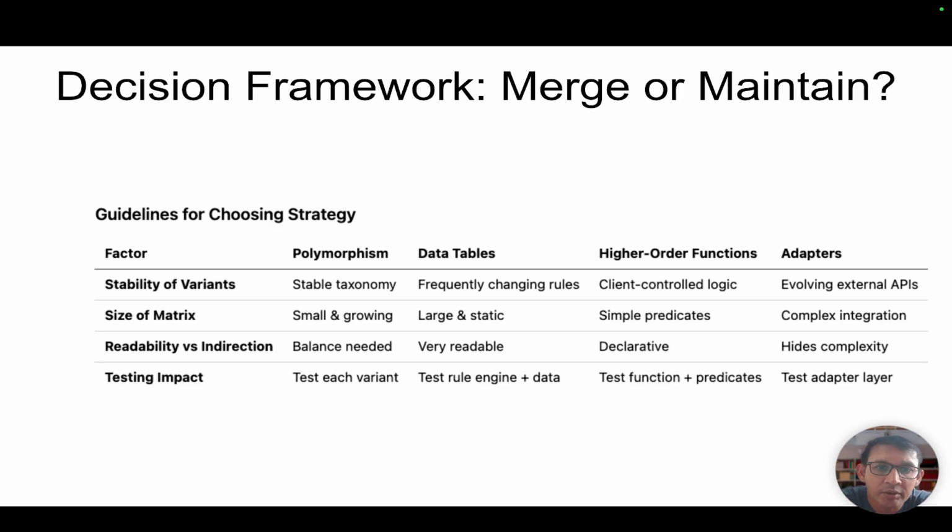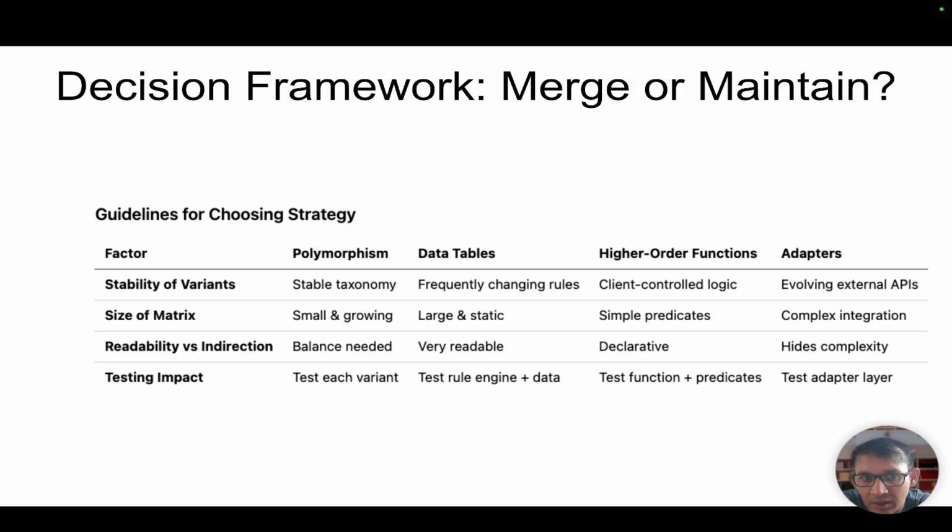Now, how do you decide which merging strategy to use? This is crucial because a wrong choice can make things worse instead of better. I've developed a decision framework based on several key factors. First, consider the stability of your variance.